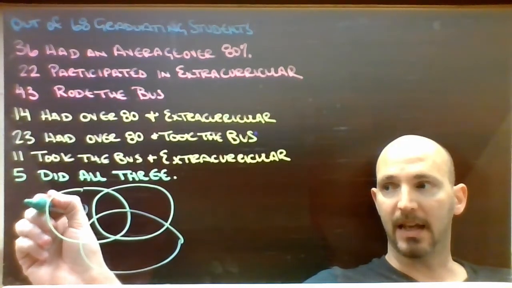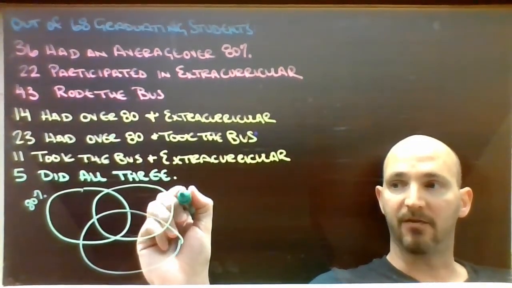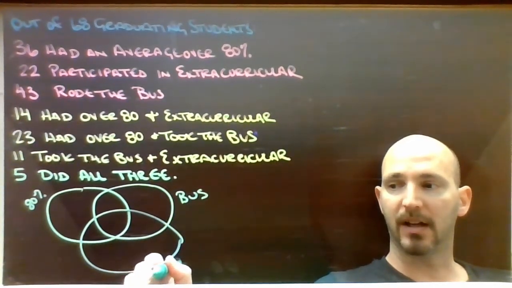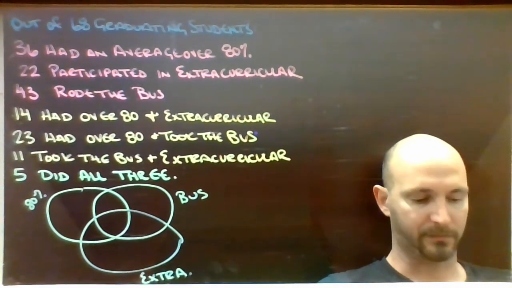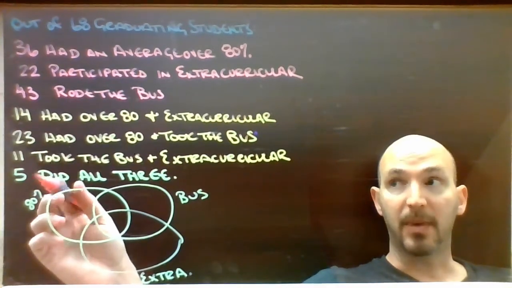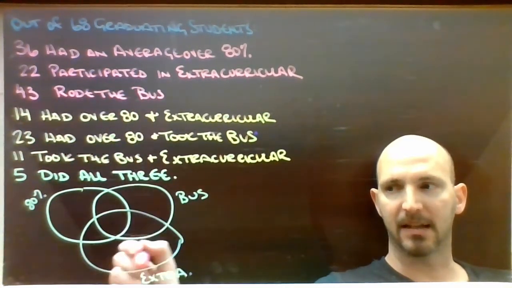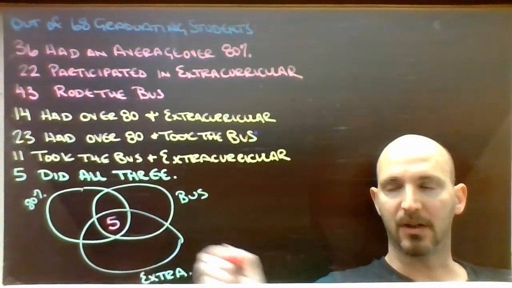So we have 80%, we have the bus, and we have extracurricular. So first off, 5 people out of these 68 claim to do all 3. So the place in this diagram where they go is right in the center, where all 3 criteria meet.